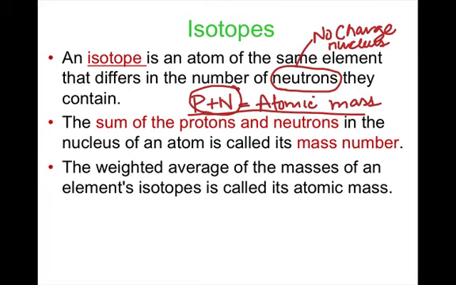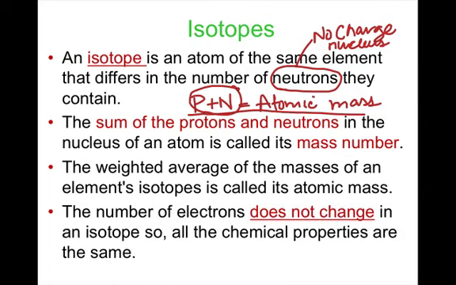The weighted average of the masses of an element's isotope is called its atomic mass. The number of electrons does not change when we're talking about an isotope. So all the chemical properties stay the same. So once again, the number of electrons, which are in the cloud outside of the nucleus, does not change. And the number of electrons also equals the number of, what was that? Protons. Correct.